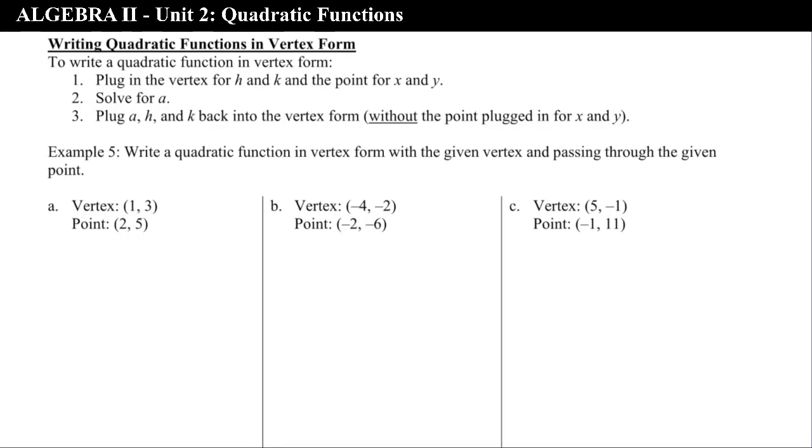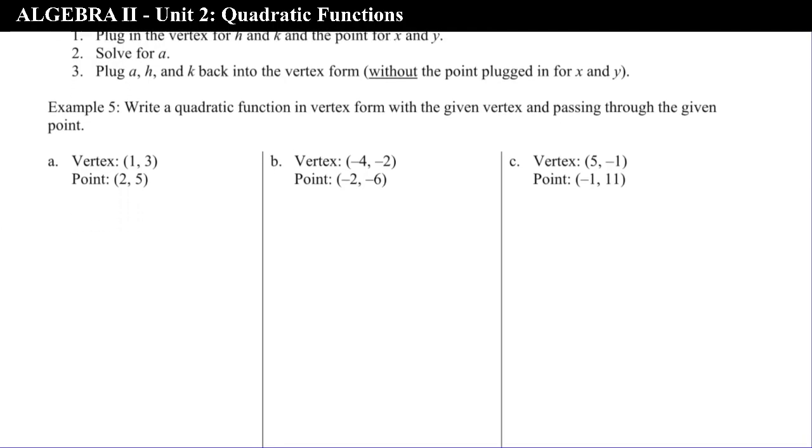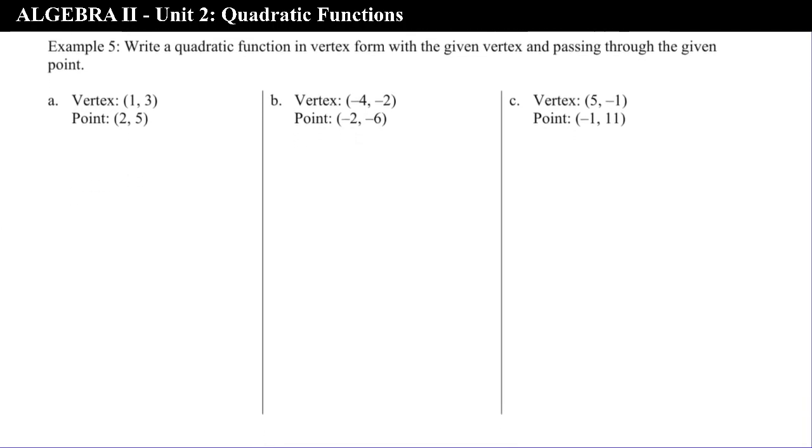After you find out what a is, we're going to take the vertex form of the quadratic equation and plug a, h, and k back in without plugging in x and y. So we actually have a general formula for the quadratic. Let's do these three examples to show you what I mean. In the first one, we're given a vertex (1, 3) and the point (2, 5).